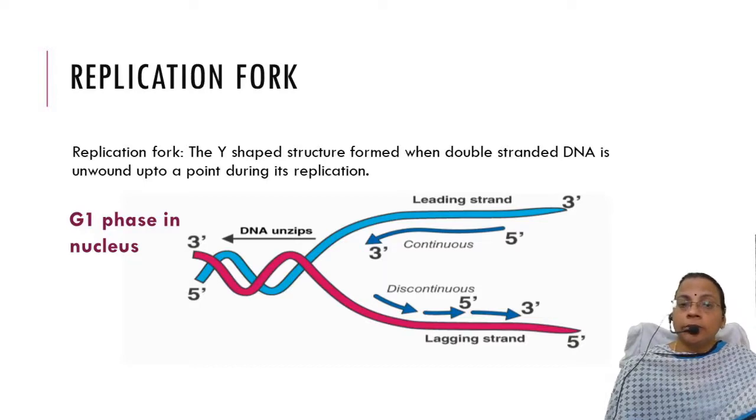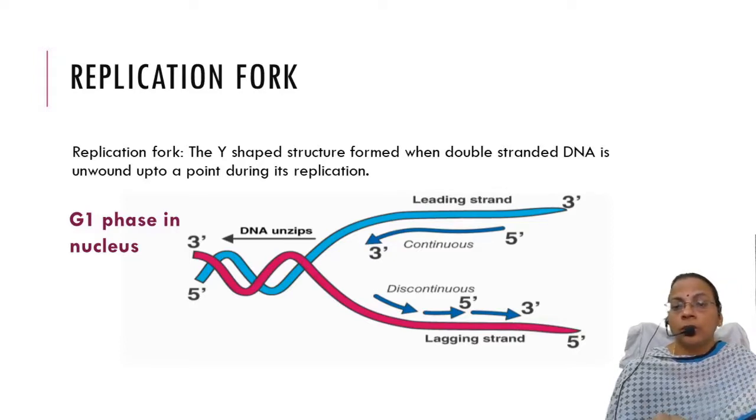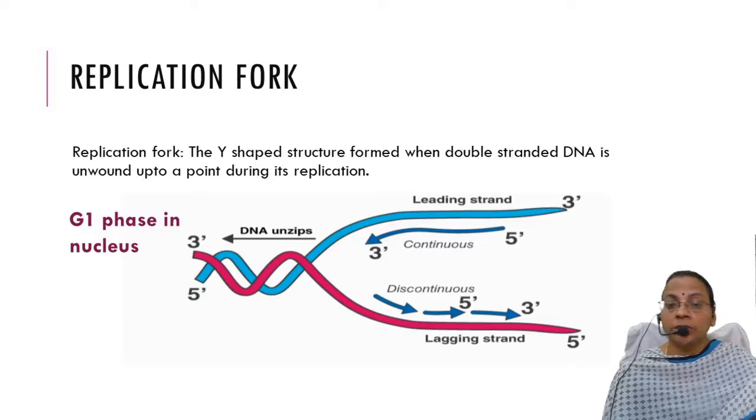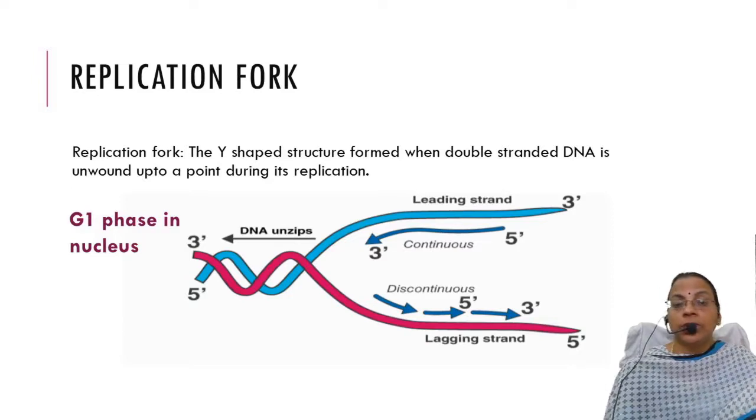So in the template strand, in one of the strands, a small nick or a small break will take place. That means in one strand, the phosphodiester bond at a particular region will break. So that itself will relieve the tension and help in opening up. The unwinding of the DNA helix is done by the enzyme called helicase. Helicase helps in unwinding the DNA helix.